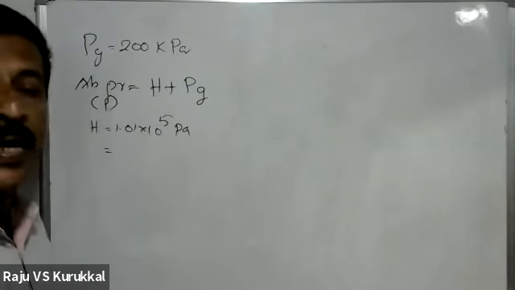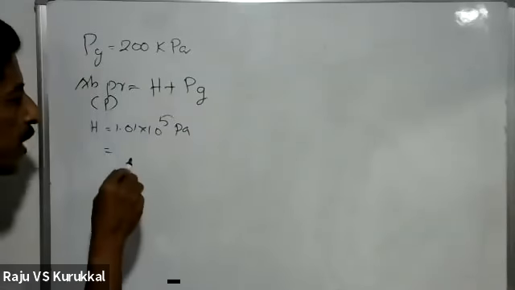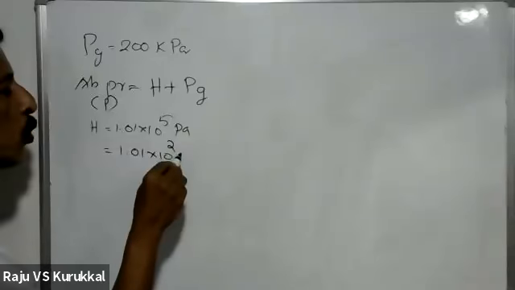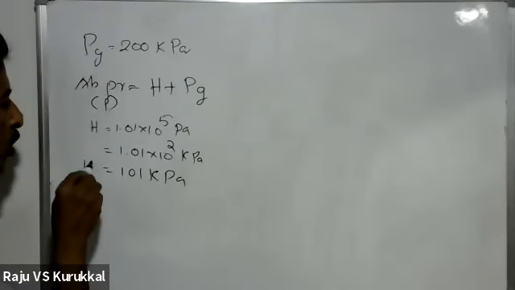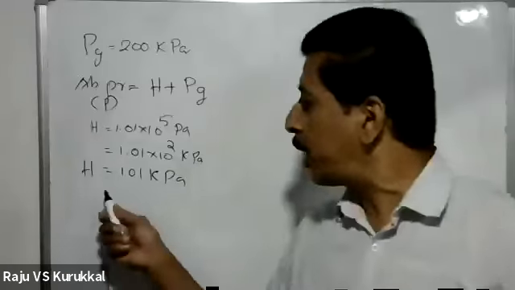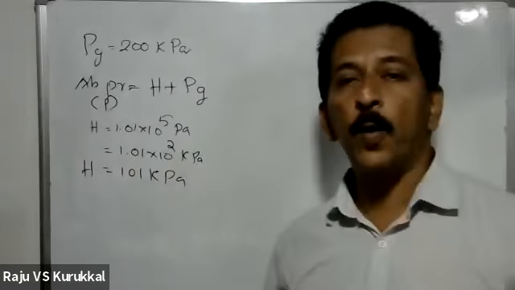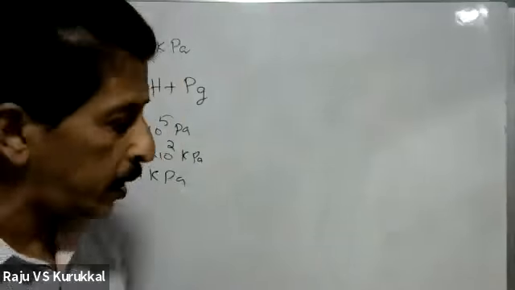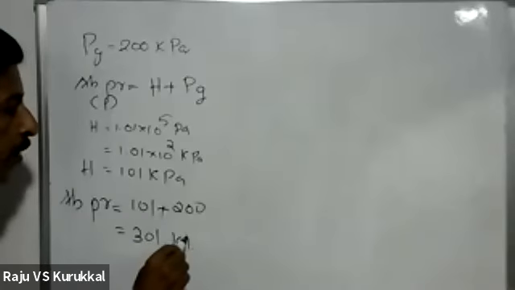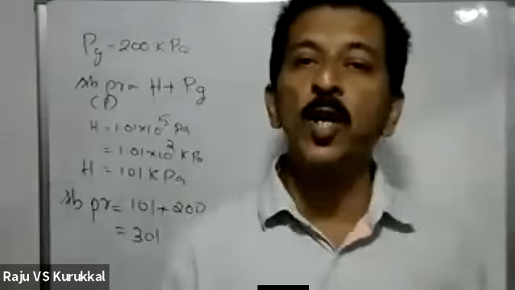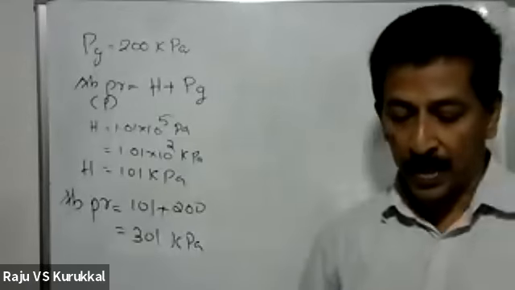We change it into kilopascal, since the other readings are all in kilopascal. 1.01 into 10 raised to 2 kilopascal, that is 101 kilopascal. So atmospheric pressure is 101 kilopascal. Then what else is given? Gauge pressure, that is 200 kilopascal. Therefore absolute pressure is equal to H plus PG. 301 kilopascal will be the absolute pressure.